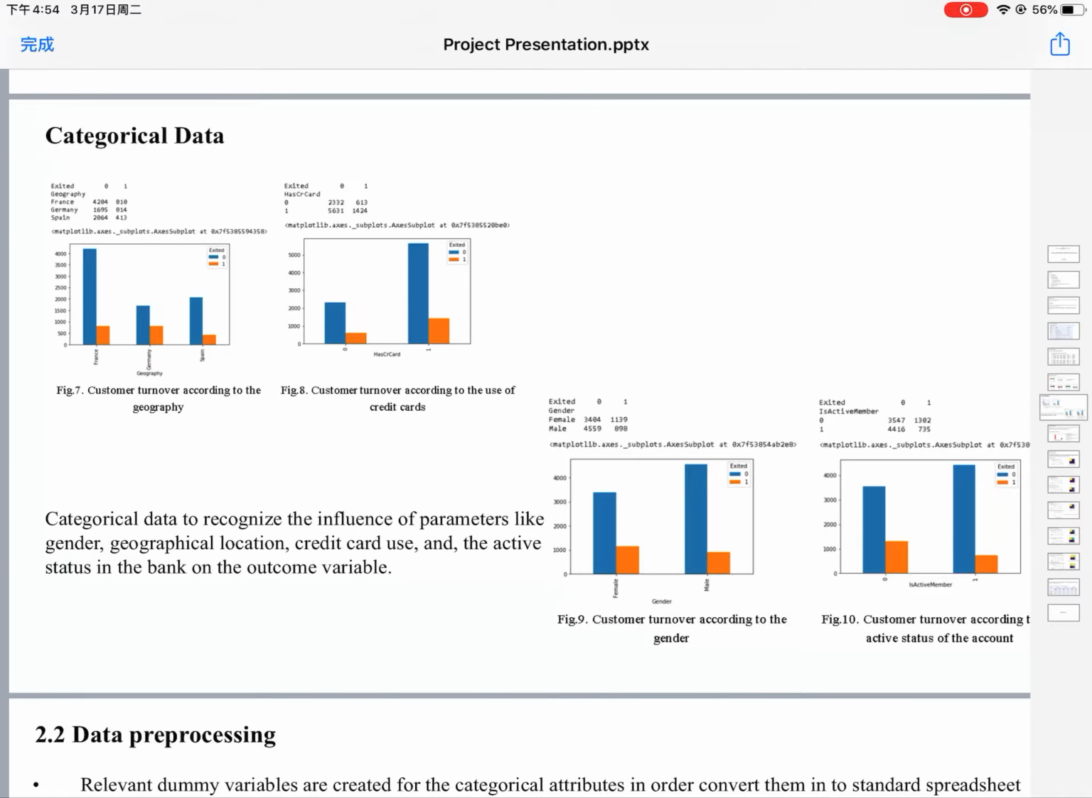Now, the categorical data is used to recognize the influence of parameters like gender, geographical location, credit card use, and the active status in the bank on the outcome variable. This provides a visualization of the influence on the outcome variable.